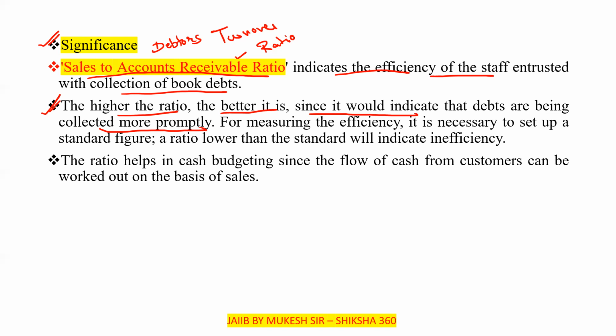A ratio that is lower than the standard will indicate inefficiency. That is, if the ratio falls below that level, it indicates inefficiency, that their efficiency is not up to the mark.